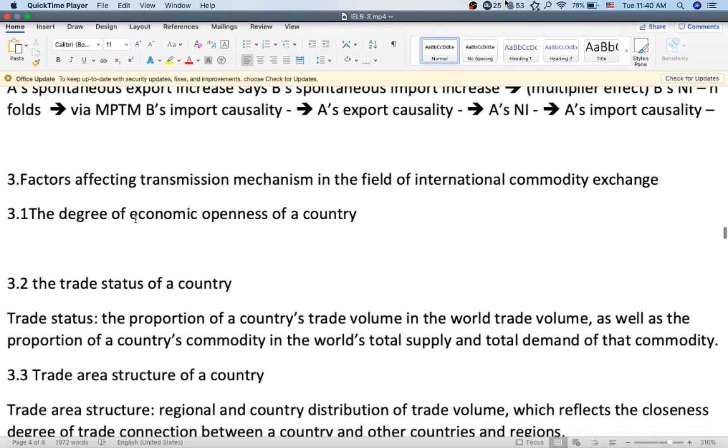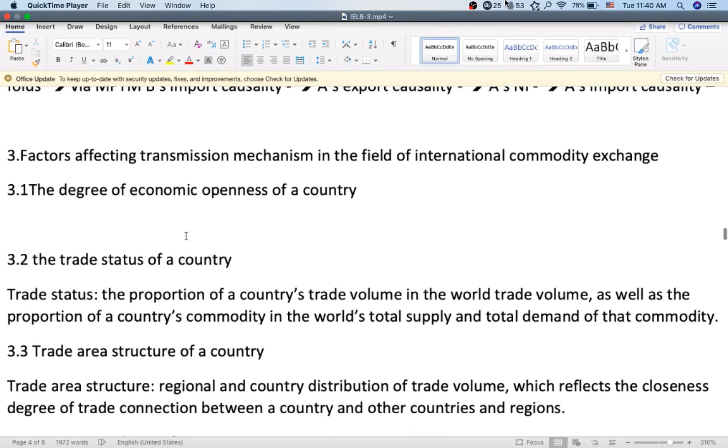So the factors affecting this transmission process in the field of international commodity exchange can be measured. First, factors affecting the transmission in the field of international commodity exchange: different countries have different influence on the international market price. So they are divided into big countries and small countries.